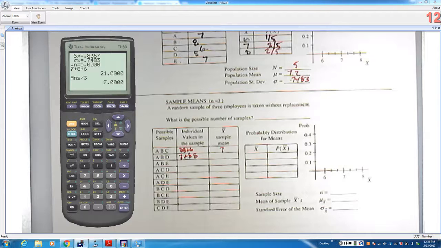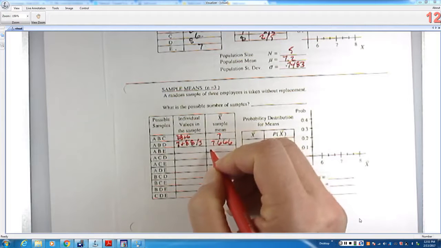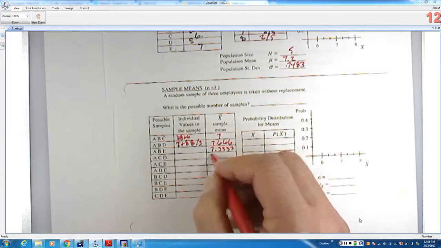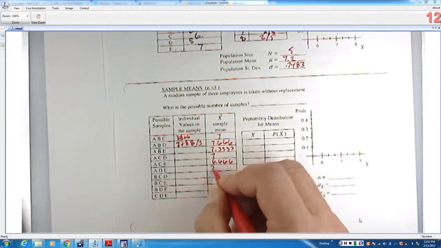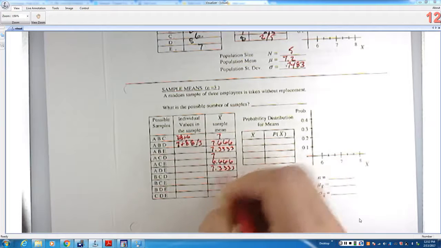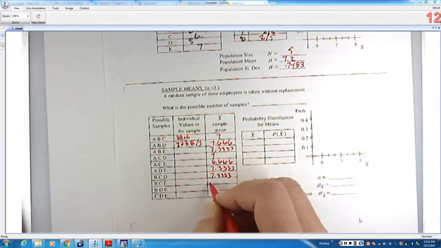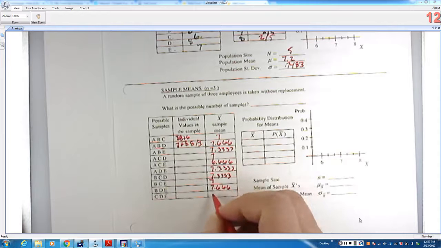Anybody get the next one? 7.67. Oh, wait. 7.33. And then 7. Okay, 7. What about this one? 6.67. Okay. What about this one? 7.32. Okay, what about the next one? 7.52. Okay, what about the next one? 7. 7.67. And 7. And then 7.